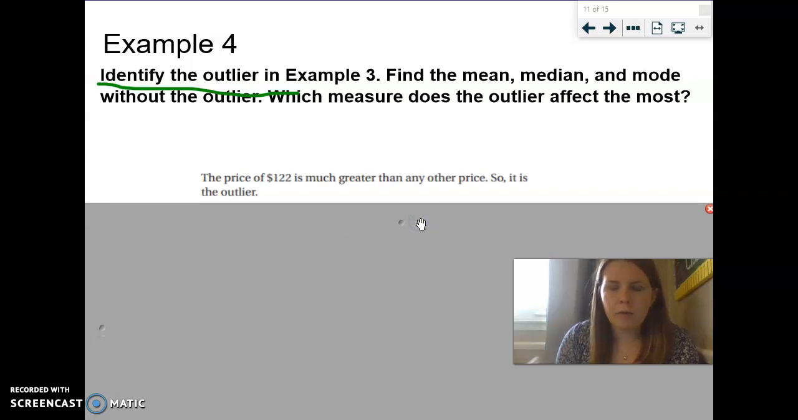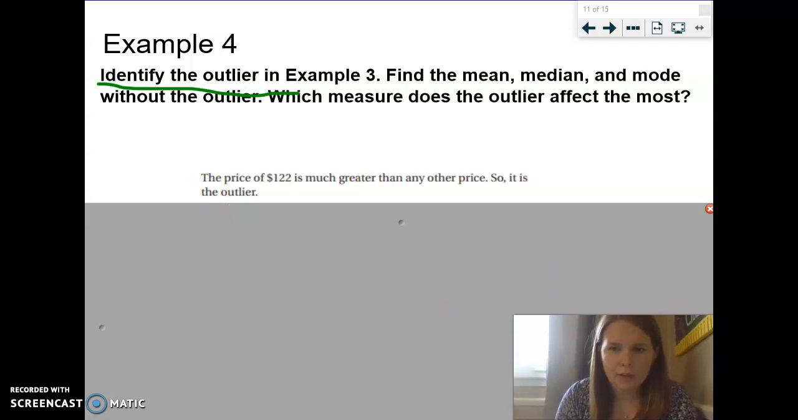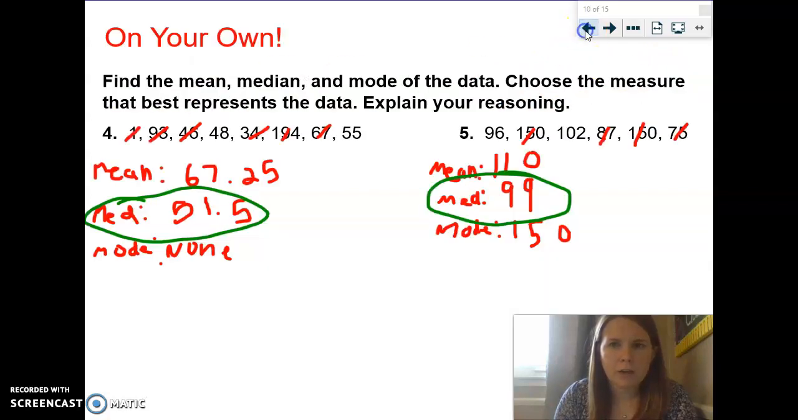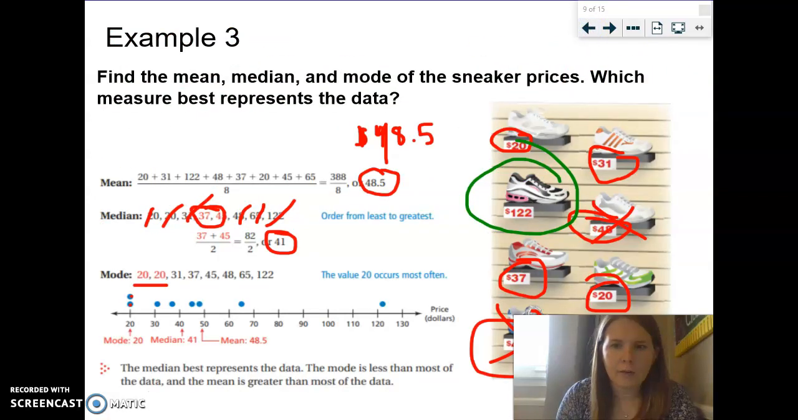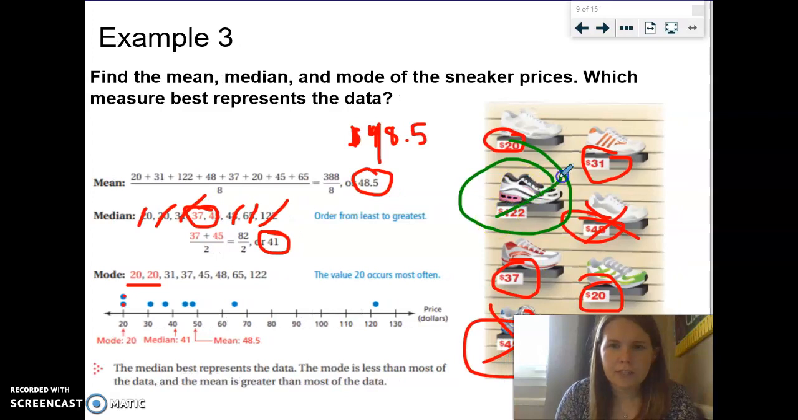So this is a lot what we did before. Yep, we decided that the price of 122 is much greater than any other price, so it is decided to be our outlier. Okay. So then we're going to find all these measures, mean, median, and mode without the outlier. So then I would go back and I'd add up all my shoes. And it's basically like I'm getting rid of this. So instead of having 8 different shoes, I'm only going to have 7 shoes.